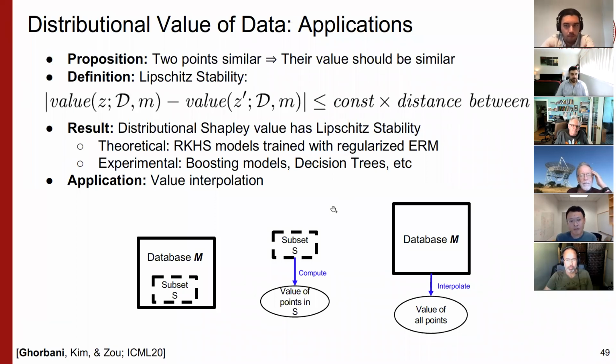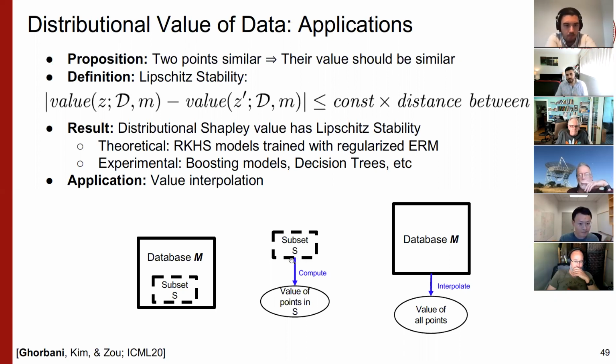The interesting use case is value interpolation, which will change the problem of computation to inference. Assume you have a very large database M, large enough that it will approximate your data distribution D. And you want to compute the distributional Shapley value of all of the points in M. That would be very expensive. Instead of that, you can take a large enough subset S, an epsilon cover of M, and for the points in S, compute the distributional Shapley values. Once you have done that, for every other point in M, you can estimate its value by interpolating the value of the points in S.